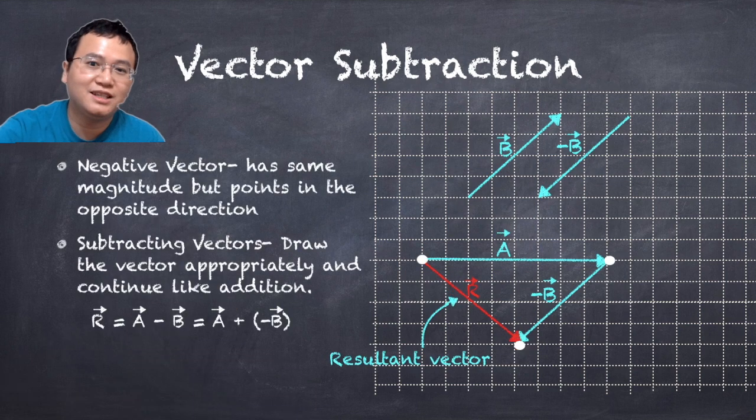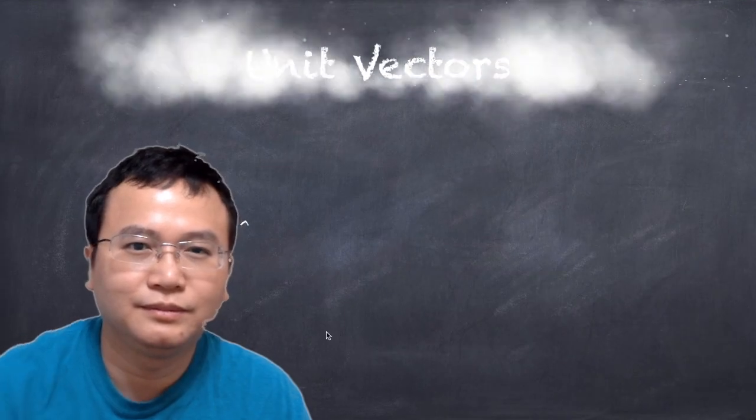To sum up, negative vectors have the same magnitude but point in the opposite direction. For subtraction, draw the vector appropriately and continue like addition. So you draw this and then you just follow the same rule for addition. As you can see here, A minus B is the same thing as A plus negative B. Okay.